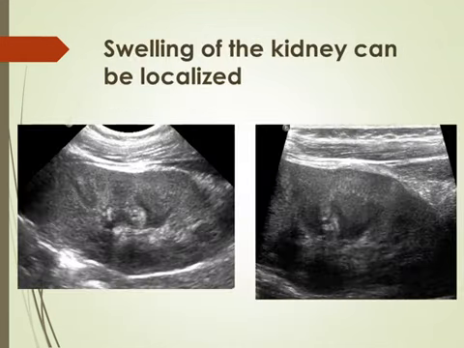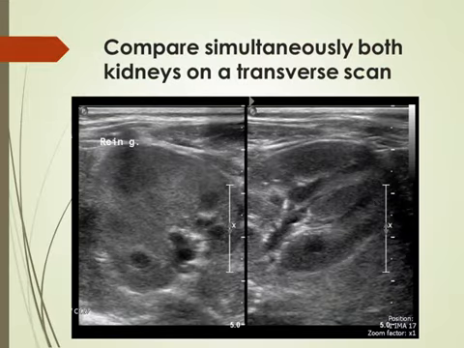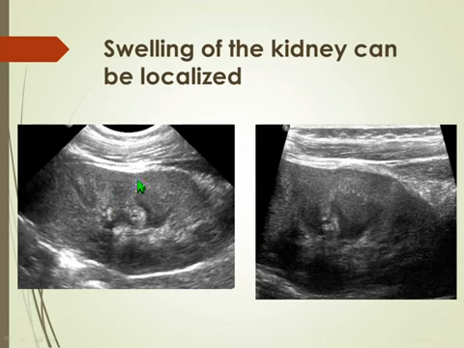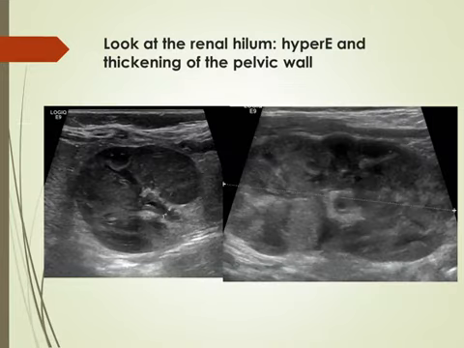Whenever you want to evaluate the kidney, you have to analyze both kidneys at the same time on a transverse scan. It will become obvious to you that the kidney with acute pyelonephritis has an increased volume, which is the main characteristic of acute pyelonephritis. You should compare both kidneys. This increased volume can be localized. As you can see here, you have a bumping of the kidney in the lower part.